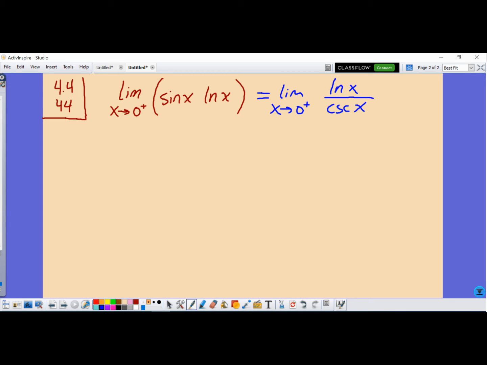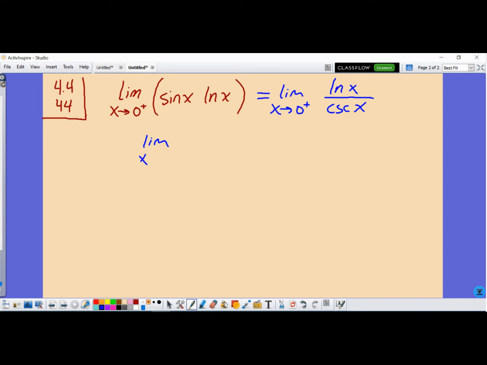And now, if I do the direct substitution, the natural log of x as x approaches 0, that's still negative infinity, right? And the cosecant of x is, well, if you think sine of x goes to 0 from the right, so cosecant of x would be going to positive infinity. So now we're looking at a negative infinity over a positive infinity. And I'm going to show that work to justify using L'Hopital's rule.